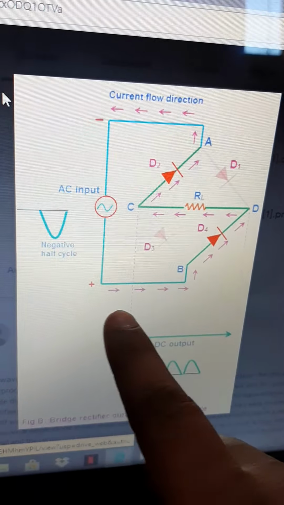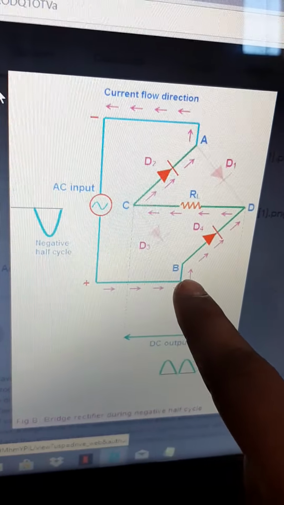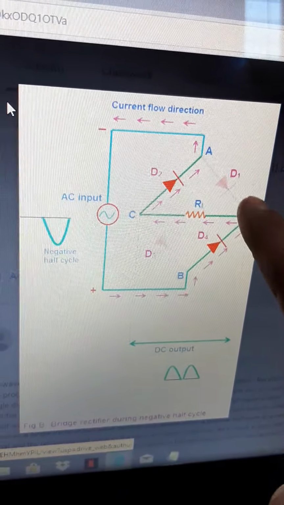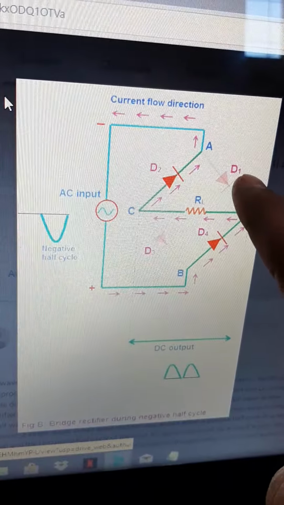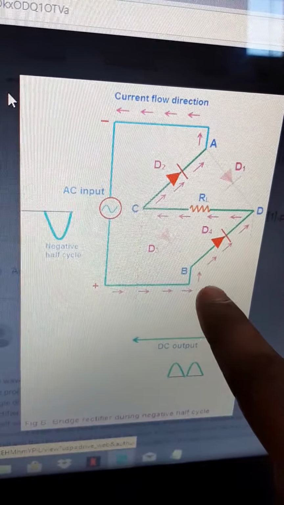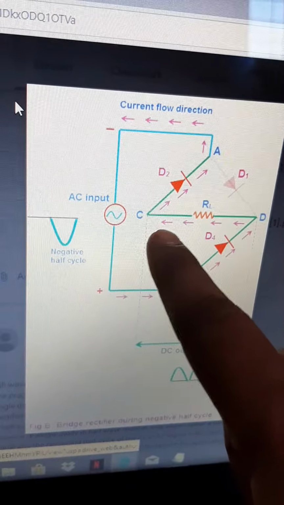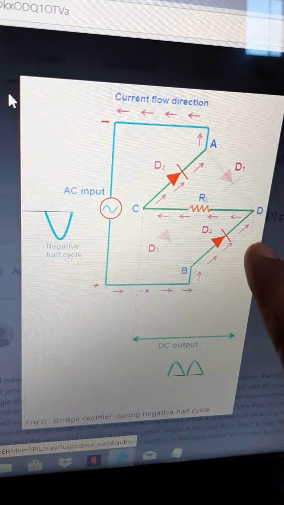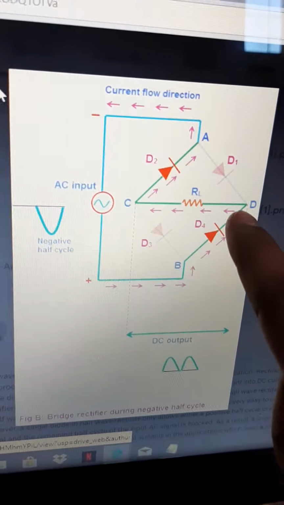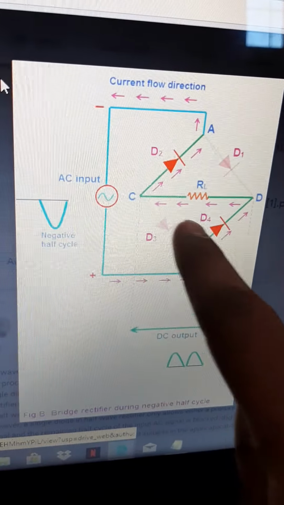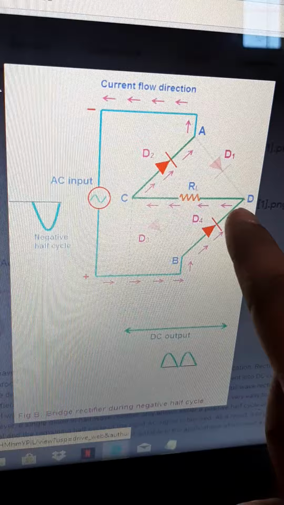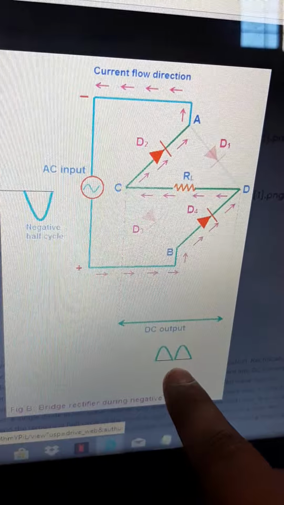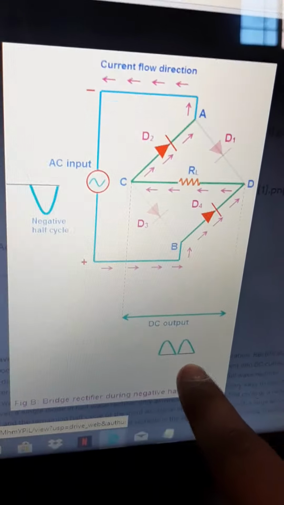So current flows through diode D4, and because diode D1 and D3 are reverse biased, they behave as an open circuit, and the current goes from diode D4 through load resistance RL, and then through diode D2. So we see that the current flows again from right to left through the load resistance, which is the same as in the positive half cycle. So we again get a positive half cycle at the output.